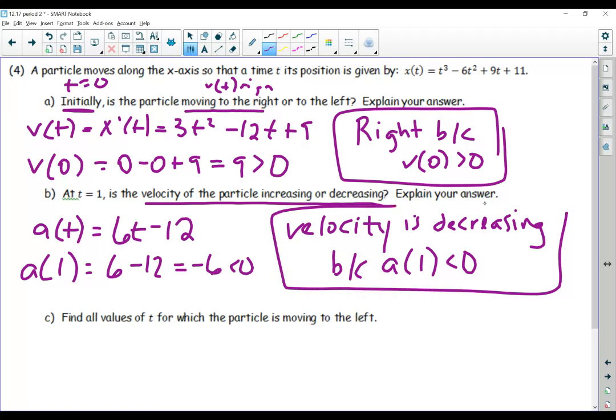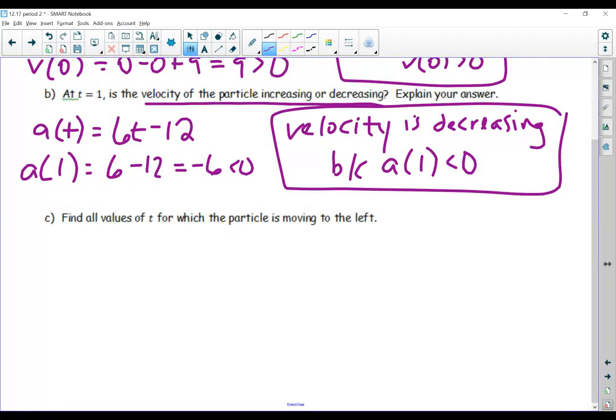Now, if I asked you if the particle is speeding up or slowing down at 1, that is a different question. We would have to figure out what the acceleration is and what the velocity is. So I would have to plug 1 into my velocity equation to figure out if I'm speeding up or slowing down and compare it to the acceleration. Okay, let's keep on grinding, team.